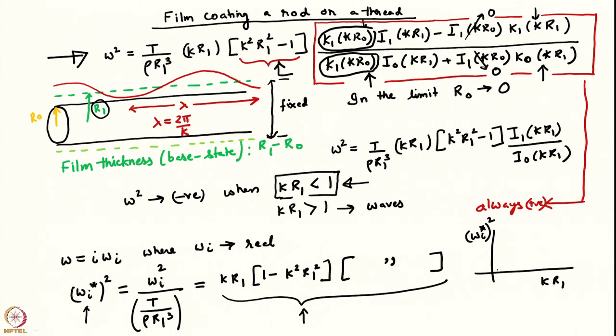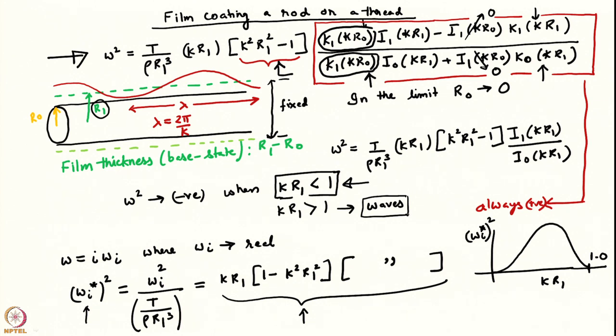So while doing this, you will have to choose a value of r0, the radius of the rod, and then plot it as a function of kr1. If you do that, once again you will get a very similar curve, and the curve will look like this. Once again this will hit the x axis at 1.0, and that is because beyond kr1 greater than 1, omega I square is negative, or in other words we are going to the regime where there would be oscillations and not instability. So this is the place where we are getting growth, kr1 is less than 1.